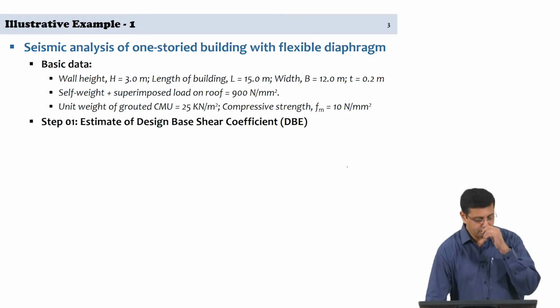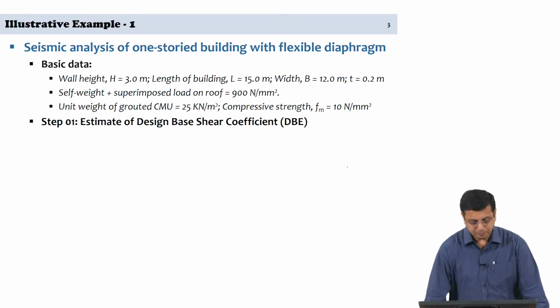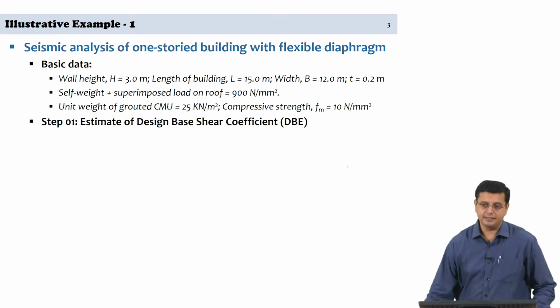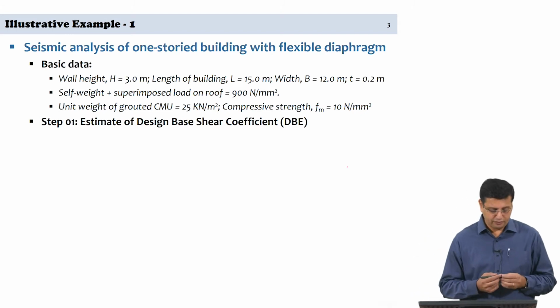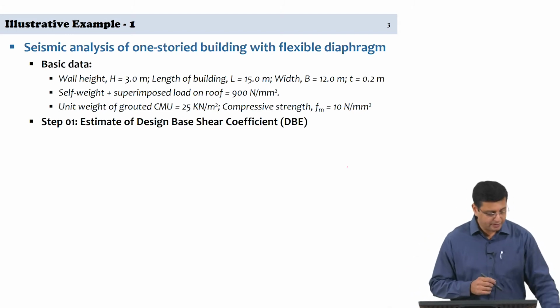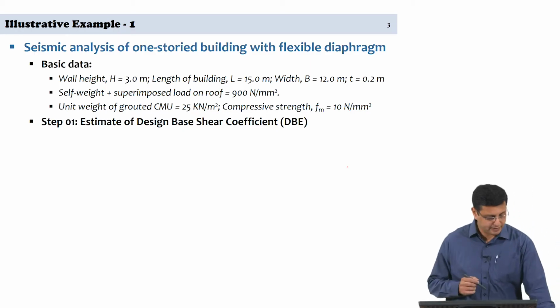So, with this information and the assumptions that I talked of in the previous slide, what do we do first? We were talking of an industrial building sitting in seismic zone 4. So, we are talking of being able to estimate the design base shear coefficient first. We will do that for the design basis earthquake.